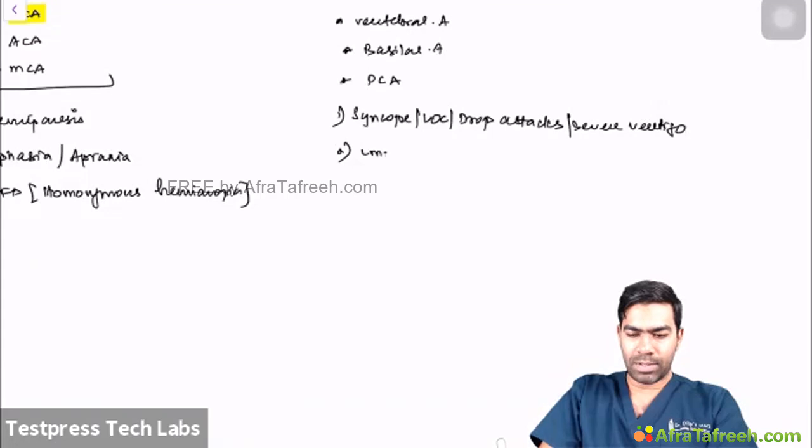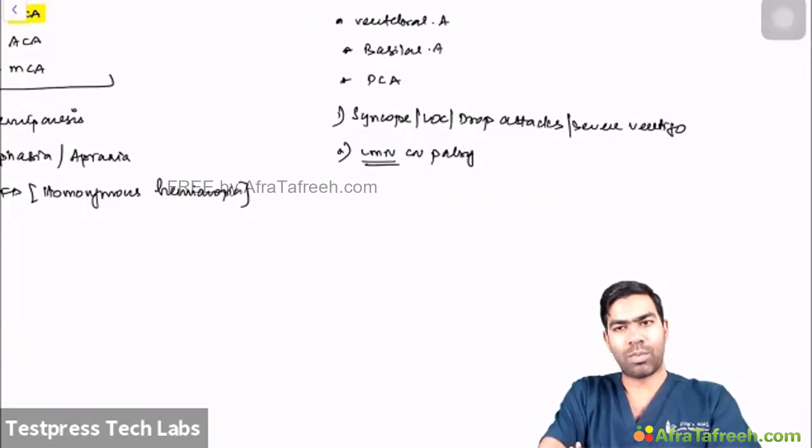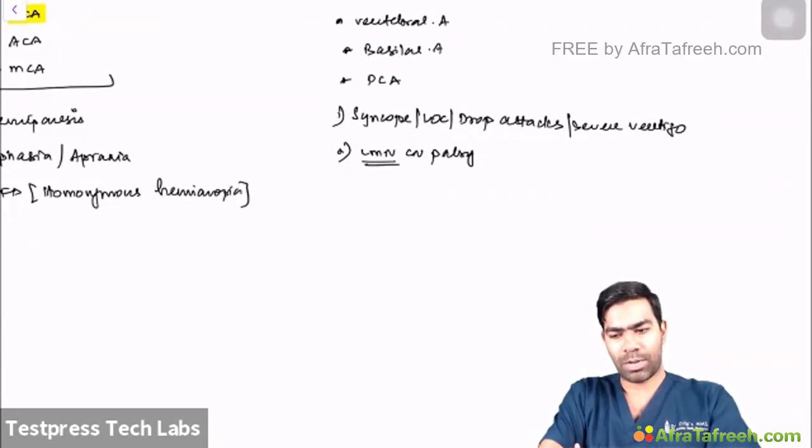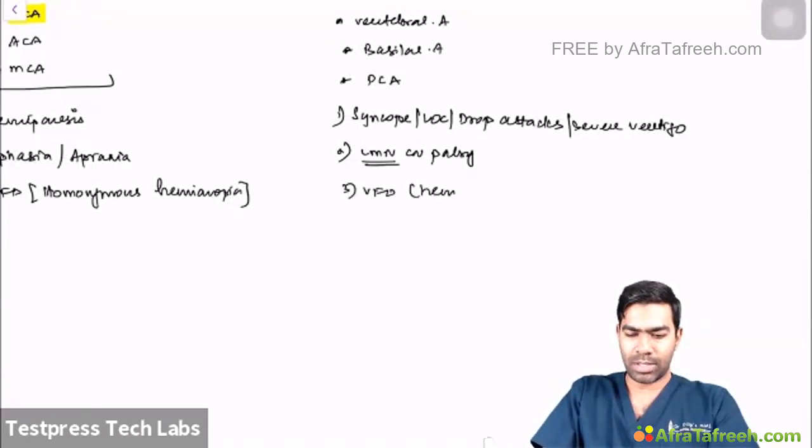Then you can develop something called a cranial nerve palsy. Please be a little careful. We are talking about a lower motor neuron cranial palsy, not an upper motor neuron cranial palsy. If you have a lower motor neuron cranial palsy, then probably you can think about a posterior circulation stroke. Then visual field defects in the setting of homonymous hemianopia.